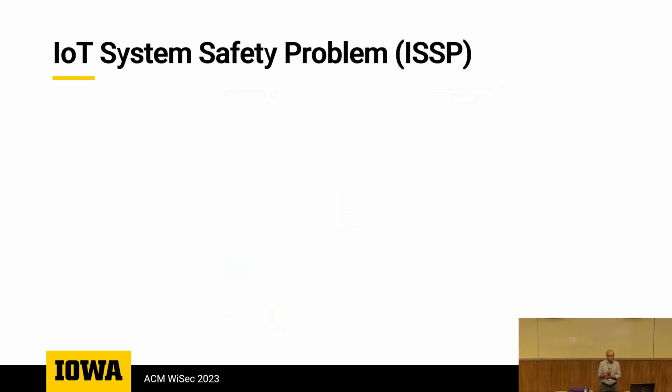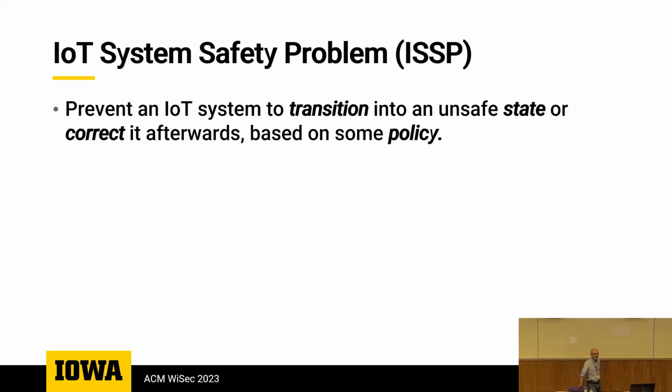So what I mean is that we label this problem the IoT system safety problem. And the name is inspired from the access control world where they have this safety problem. Now, what is safe is up to the user, right? Being unsafe could mean security violations. It could be physical safety. It could be privacy violation. So it's an umbrella term to cover all of these, okay? And what we want is for an IoT system to not transition to an unsafe state, or to correct it afterwards, based on some policy.